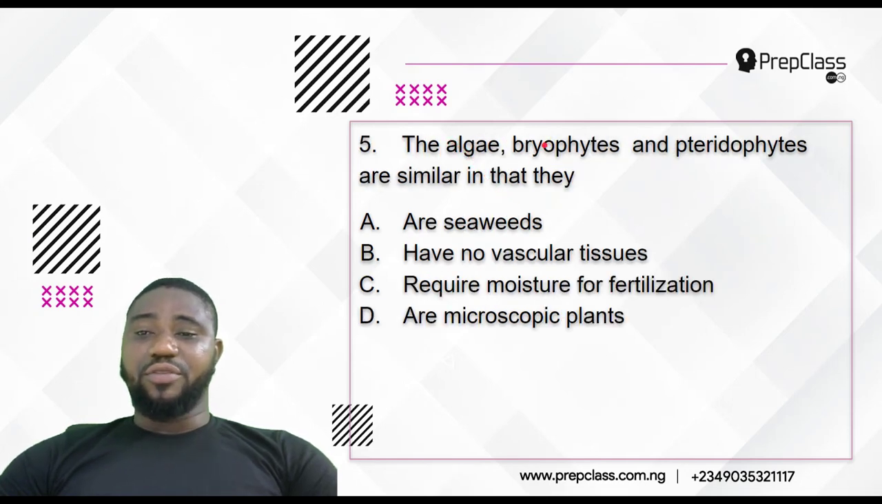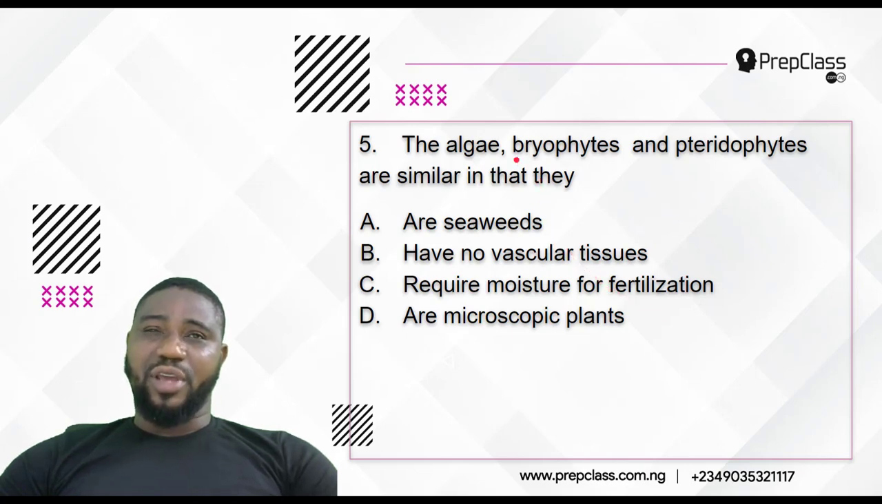Number 5. The algae, bryophytes, and pteridophytes are similar in that they are seaweeds, they have no vascular tissues, require moisture for fertilization, or are microscopic plants. Algae are partly microscopic, some of them, but when they come together in a colony, you can now see them. These other two are not.